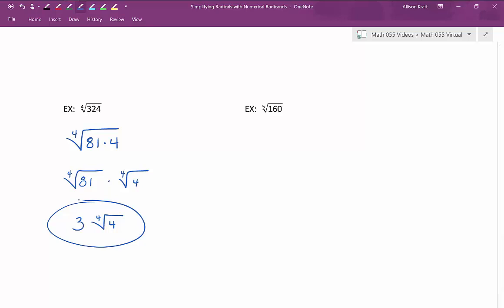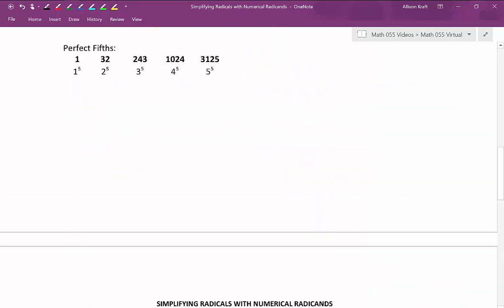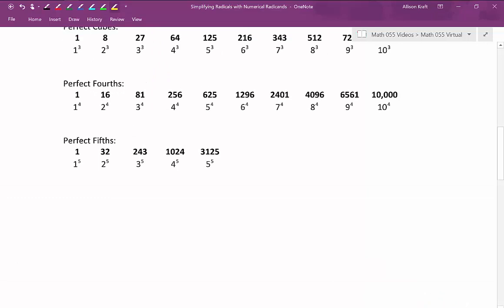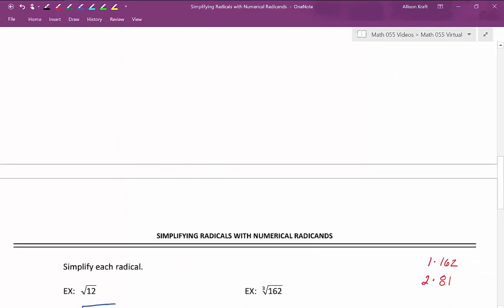Last one, we want to simplify the fifth root of 160. I'm going to start by dividing my radicand by 2. That gives me 80. So I go to my perfect fifths list. 80 is not a perfect fifth. It falls right here. So I'm going to check all my perfects from that point smaller. Dividing 32 into 160, I get 5. So 32 is the largest perfect fifth that's a factor of 160.